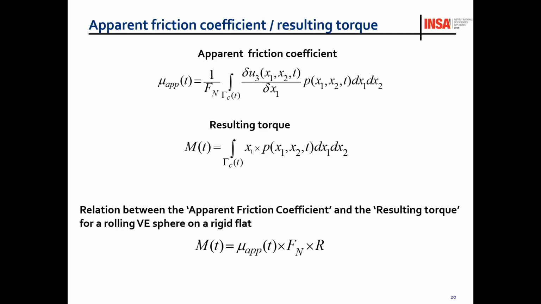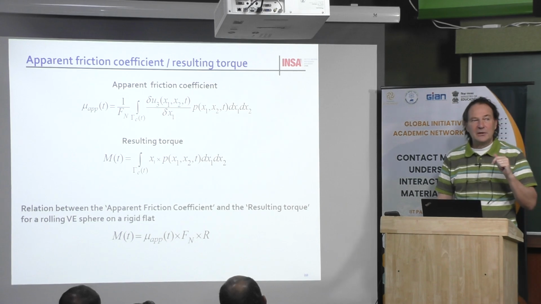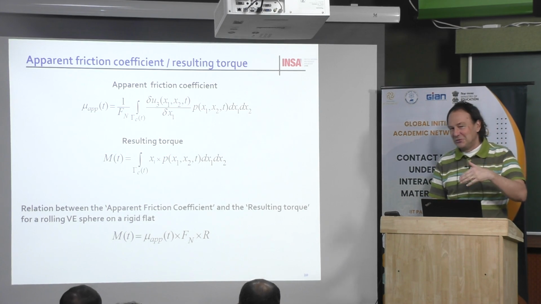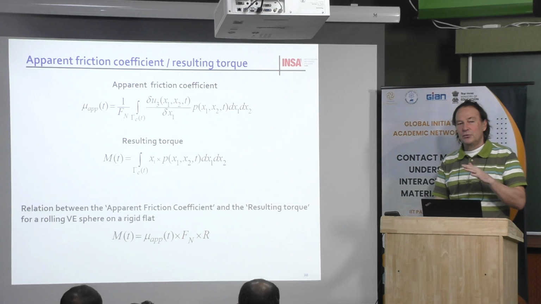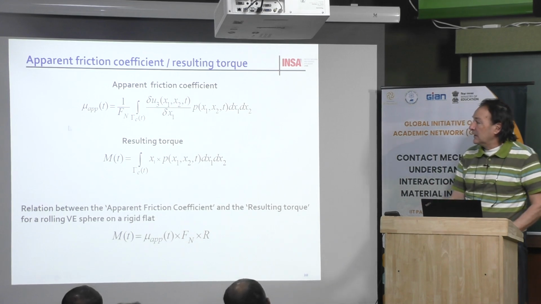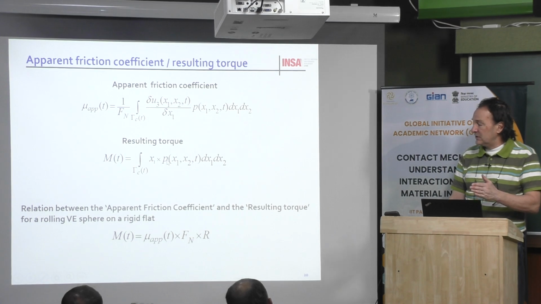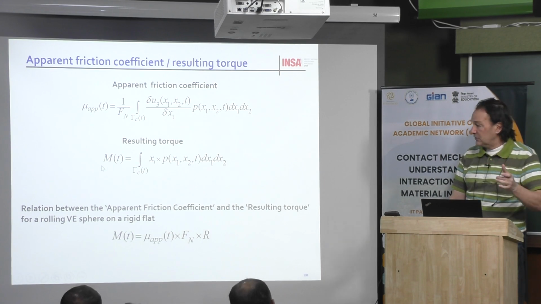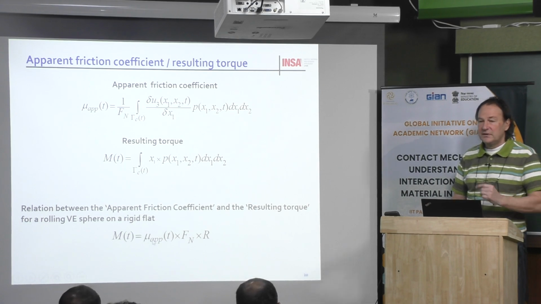Okay. In the literature there is no habitual name for this apparent friction coefficient. Each author uses a different name. Sometimes they say friction coefficient, but it's not a friction coefficient, it's not a Coulomb law, it's just apparent. Then for the resulting torque, x1 means the distance between the center and the point where you consider the pressure. With this equation you can calculate the resisting torque. And then you have this equation that relates the torque to the normal load, the radius of the sphere, and the apparent friction coefficient. Everything is linked together.